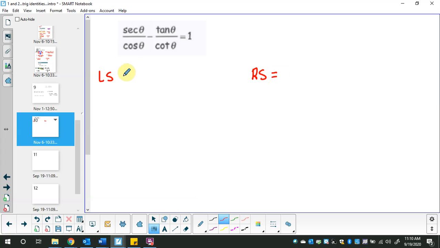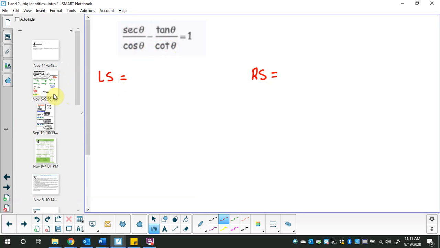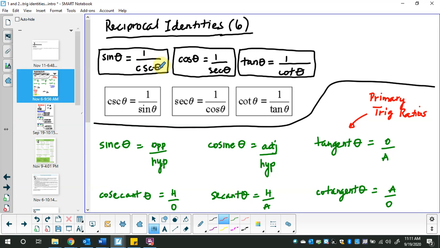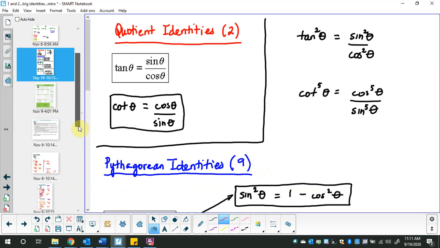And I am not going to keep bopping back and forth between the replacements. You are going to have to figure out where that is, even though I will name the category. So I'm going to bop one time here. Your categories are reciprocal identities, quotient identities, and Pythagorean identities. I will mention where I get them from, but I won't flip back and forth.